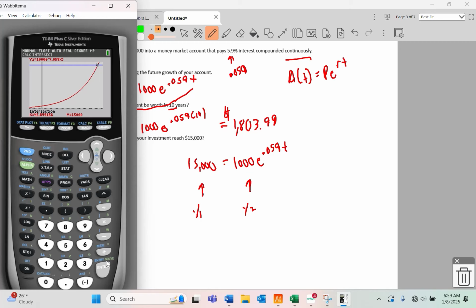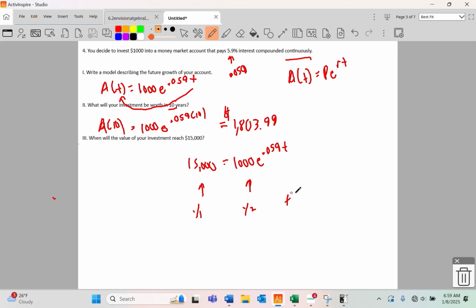45.89 or 45.90 years. So time is about 45.90 years. Takes money to make money. But notice how quickly it was growing after that.